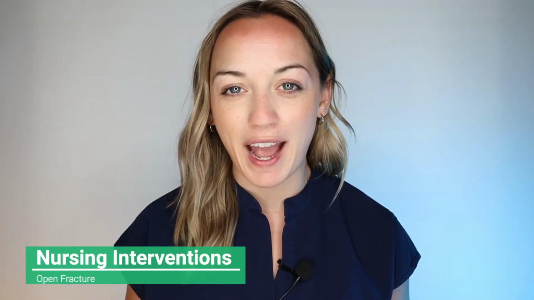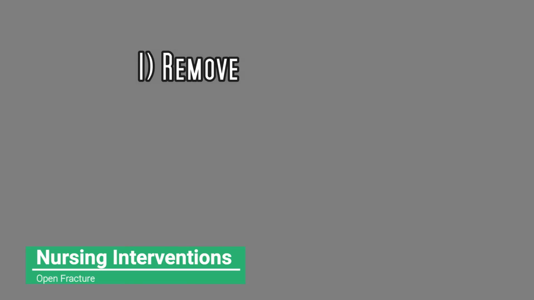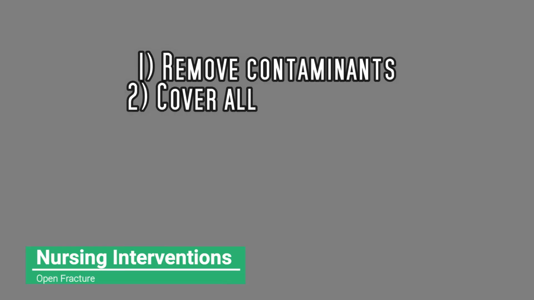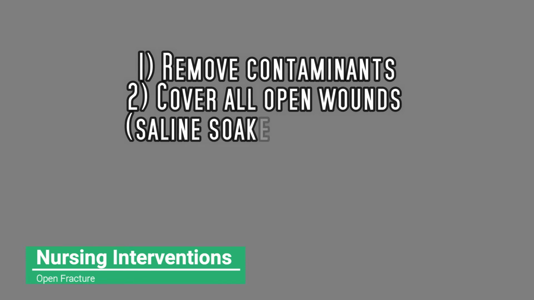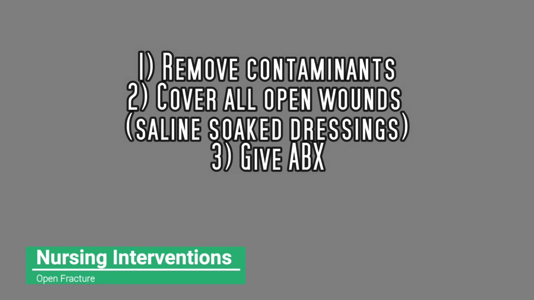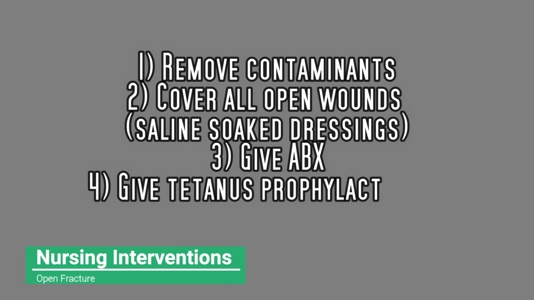Let's get into interventions for more specific injuries. First, let's start with an open fracture. With an open fracture, you are going to remove any contaminants around the area. You are going to cover the opened wound with sterile saline-soaked dressings. You are then going to administer antibiotics as ordered, of course, and then administer tetanus prophylactically according to the CDC guidelines.